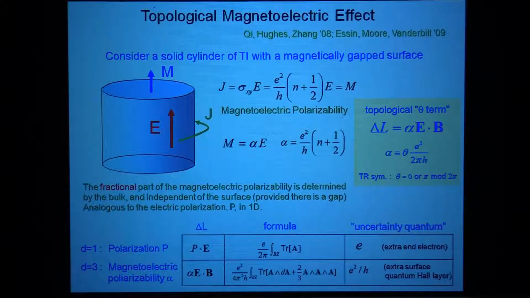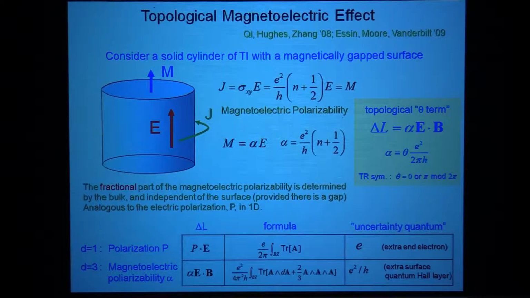So the story is the same for this theta term. If I think about the magnetoelectric polarizability, then the part that is determined by the bulk is only the fractional part of this. It's this 1/2. I could always add, just by adding an extra quantum Hall layer on the surface, I could change this by e squared over h.